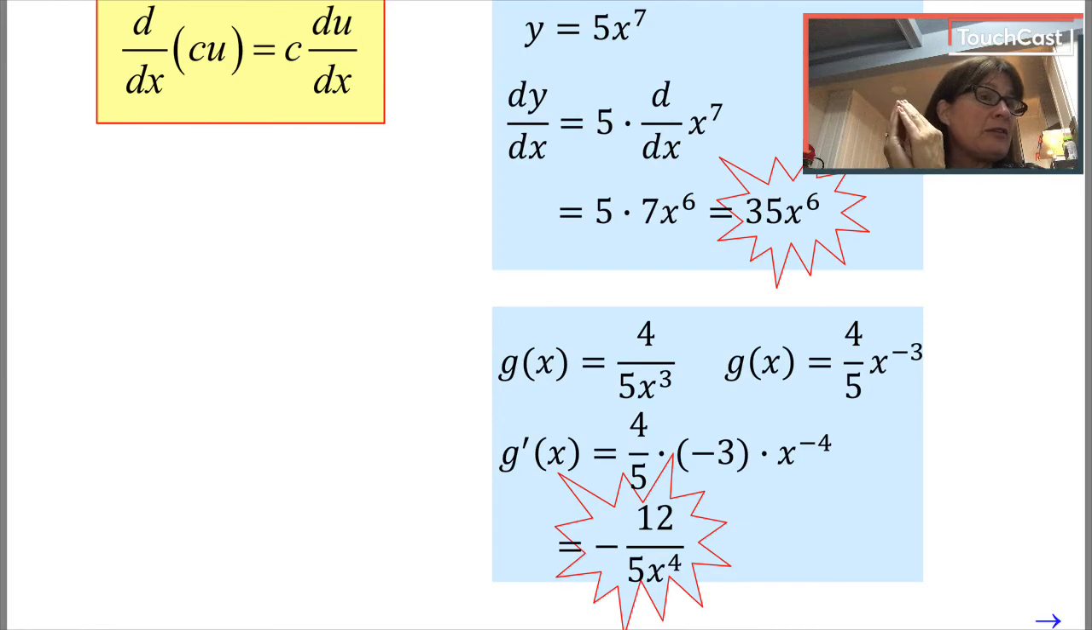I'm going to take the derivative of x to the negative 3, which is negative 3 times x to the 1 less than negative 3, which is negative 4. Now the 4/5 and the negative 3 can multiply together to make negative 12/5 x to the negative 4th, or negative 12 over 5x to the 4th.